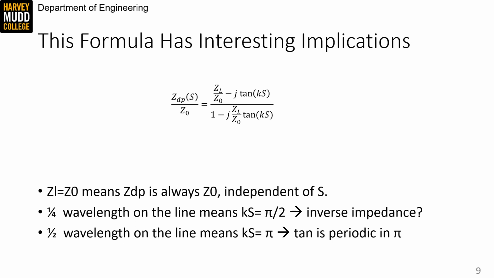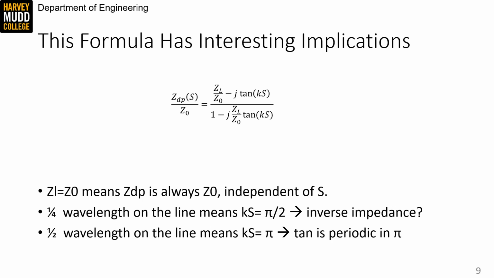This formula has some wild implications. The first and most commonly used is that matched loads always have a driving point impedance of Z0 regardless of what s is. In a matched load, these two ZL over Z0 terms would turn into 1, and the right side would just cancel to 1. This is really useful when interconnecting RF systems. It means that the cabling or routing won't affect your performance. And so RF systems are often designed to be matched loads in order to take advantage of this.